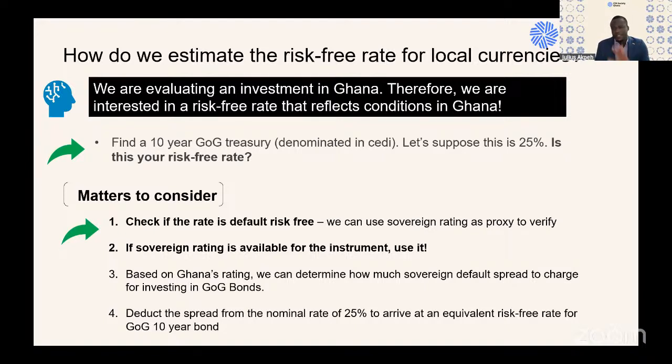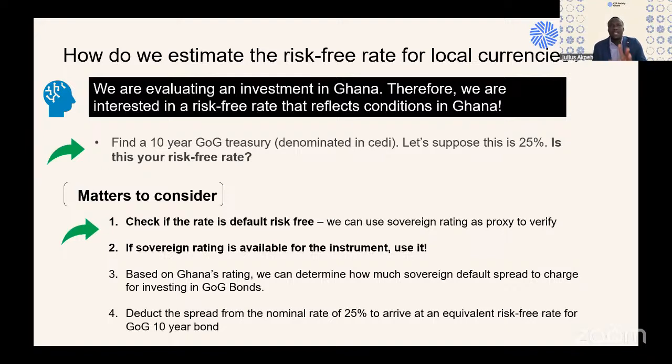You see the 25% there? We're asking two questions. Number one, is the instrument risk-free? And number two, is the instrument free of reinvestment risk? But we've settled that matter. We said that even though the 10-year bond has reinvestment risk, we still use the 10-year bond. So that's not an argument to make again. The key argument going forward is whether the instrument is default risk-free. That is all.